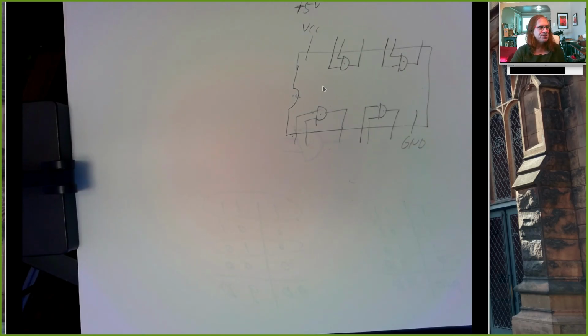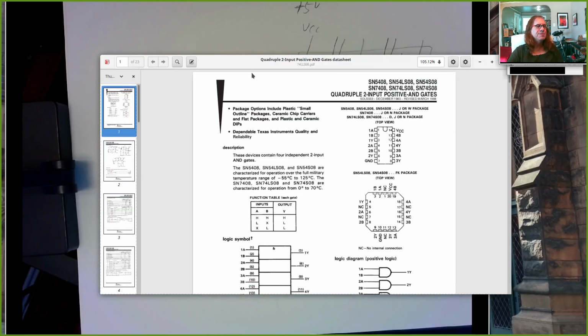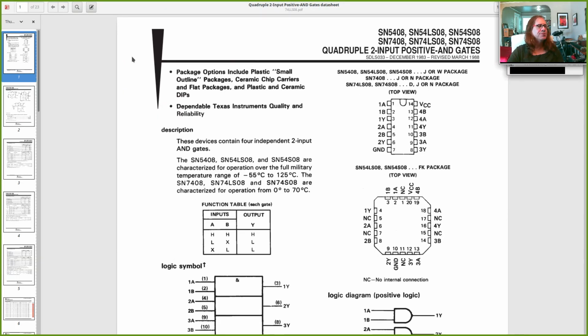All right, so I drew a picture like this that showed us what the 7408 looks like. I did that from memory, but in general, if you want to know what's going on inside a chip and how to use it, you need to refer to the data sheet. The data sheet is basically the Bible of a chip, and every chip has one. Let's pull up the Texas Instruments data sheet for the 74LS08. And it's 23 pages long, right?